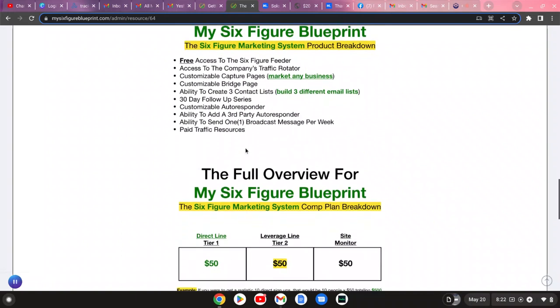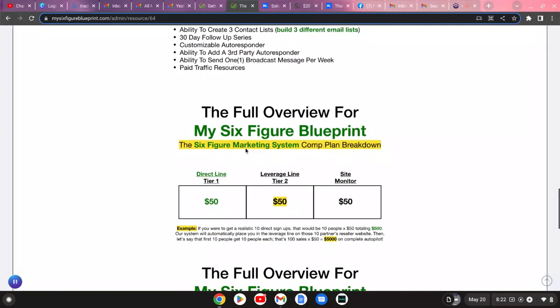All right. So this is how the compensation plan breaks down for the marketing system. Before, you saw the feeder where it was $5, $5, $5, $5, $10, $15. You join for 15, and 15 is broken down to 3 people. Same with the 150. It is 50, 50, 50. So 50, 100, 150. 50 goes to your direct line, the tier 1. Let me use me as an example.